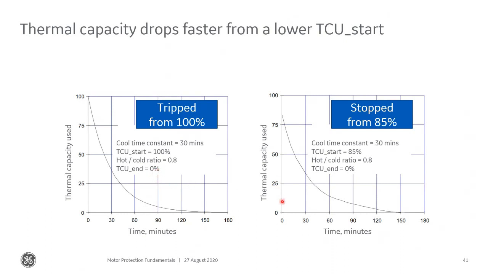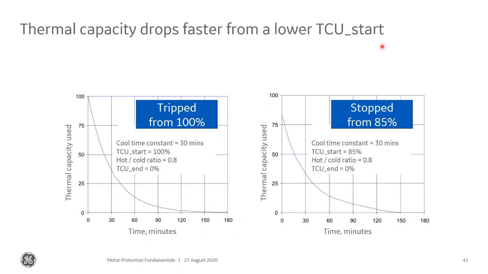But with the tripped unit, I wish this was easier to see, you can kind of see here it gets to 50% capacity maybe in 20 minutes. But from a stop position, it gets to that 50% maybe in 15 minutes. Like I said, I wish this was a little bit better example, easier to see the difference. But this is what affects the time that the relay will inhibit your start or your restart.